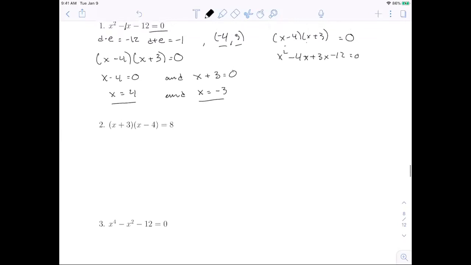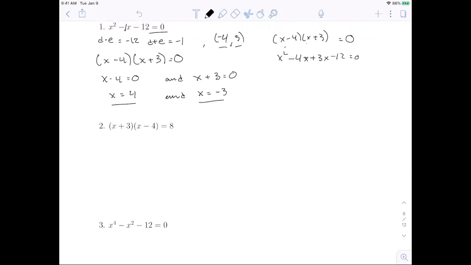So for number 2, I'm lucky enough that it's already factored, and it happens to be the 2 factors from before, but it's equal to 8. So what should I do? Should I set one equal to 8? Right, I have to FOIL it back out. I have to expand. I can't say that x plus 3 equals 8 or x minus 4 equals 8. Doesn't work like that. So we're going to FOIL.